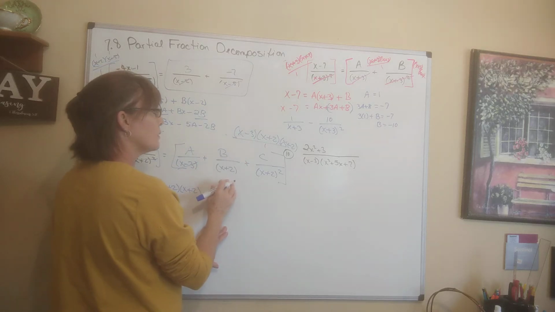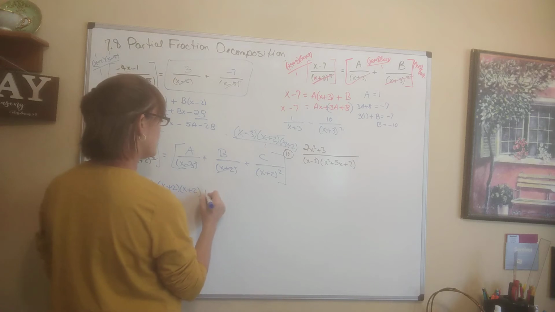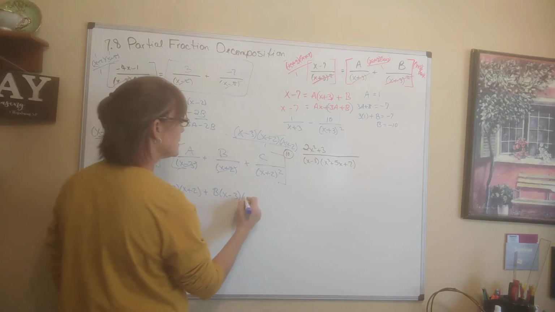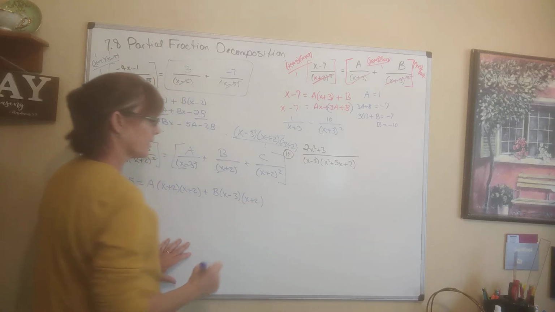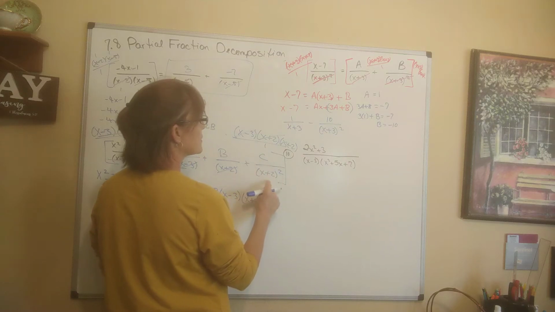B over x plus 2. What's going to happen here? Only one of the x plus 2's gets canceled. So we're left with B times x minus 3 times x plus 2. Okay, great. What about the last one? C over x plus 2 squared.